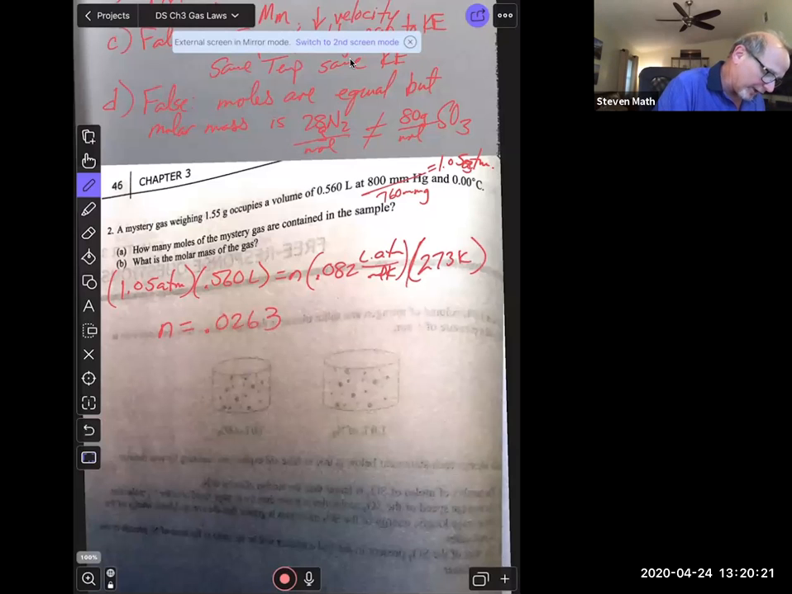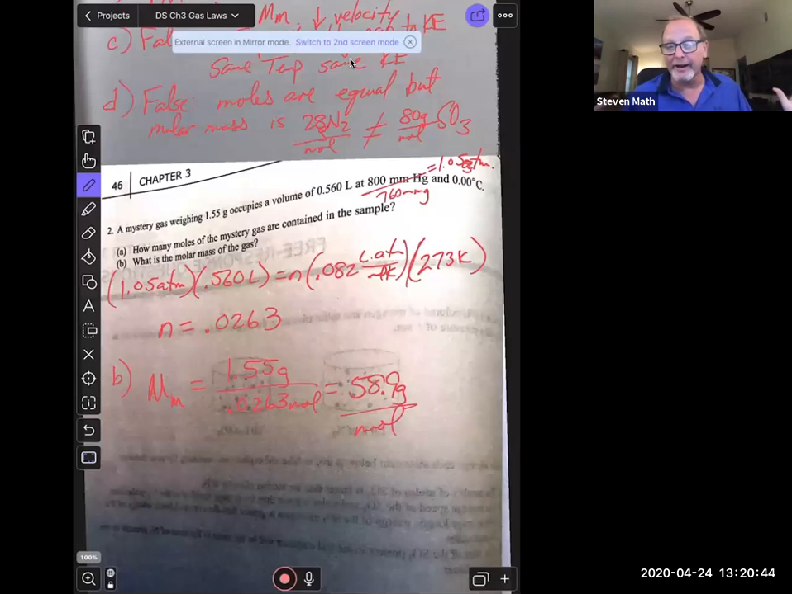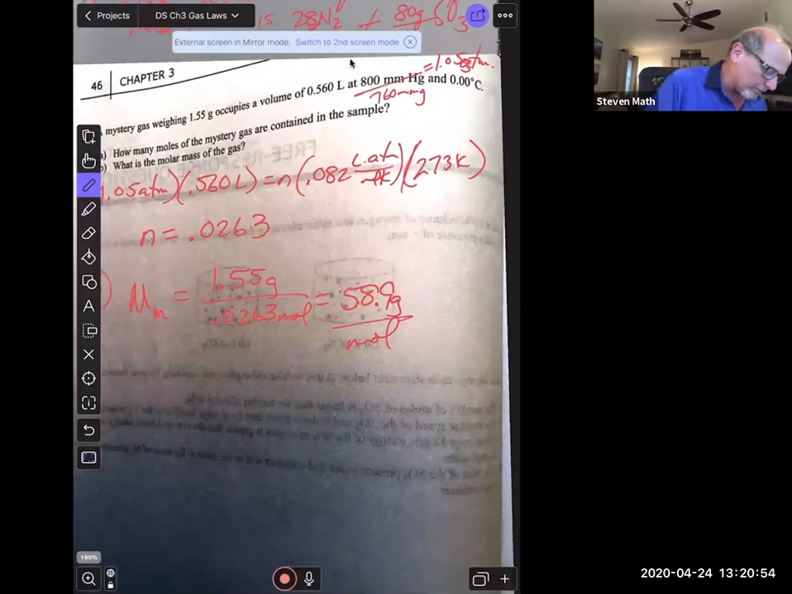Solve out N. N is going to be 0.0263. And then the second part of that problem, B, says, what's the molar mass? No problem. We take 1.55 grams over 0.0263 moles, and we get a molar mass of 58.9 grams per mole. They're not asking for an identification. If they did, you know, what element is it? Okay, we could say it's probably closest to iron, would be our best bet, but a real easy molar mass calc.